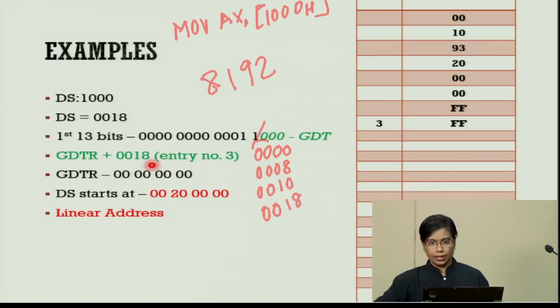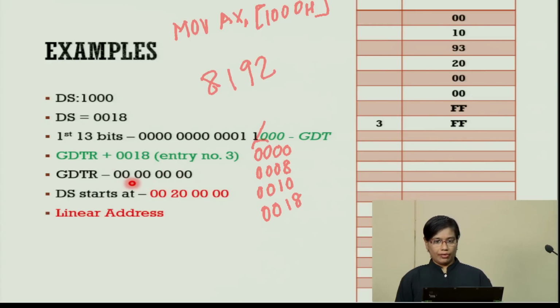That is because every descriptor is 8 bytes. So the 0th descriptor will be present from location 0 to location 7. The first descriptor will be present from 8 to location F. The next descriptor will be present from 10 to 17. The third descriptor would be present from 18 to 1F, because you need totally 8 bytes. So this gives you the address in which it is going to be present as well.